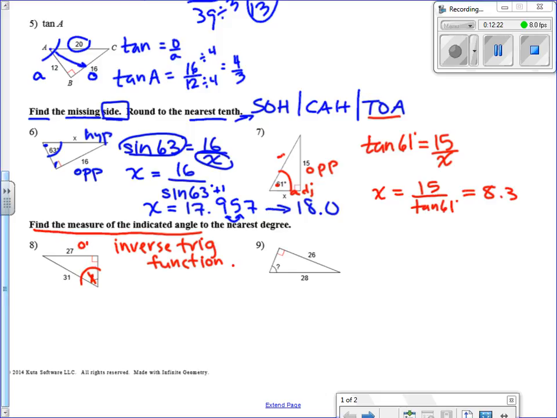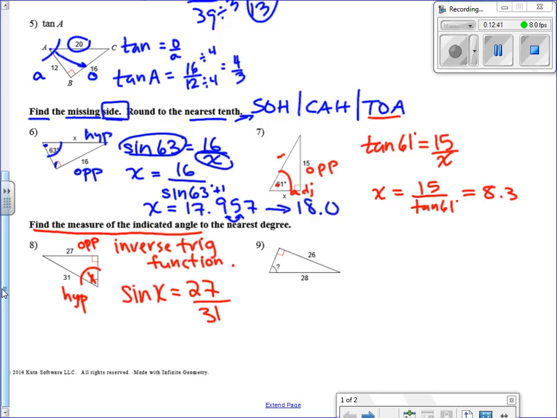This is going to be the opposite side. This is going to be the hypotenuse. And so which trig function involves the opposite side and the hypotenuse? Well, that would be the sine. The sine of x equals the length of the opposite side divided by the length of the hypotenuse.